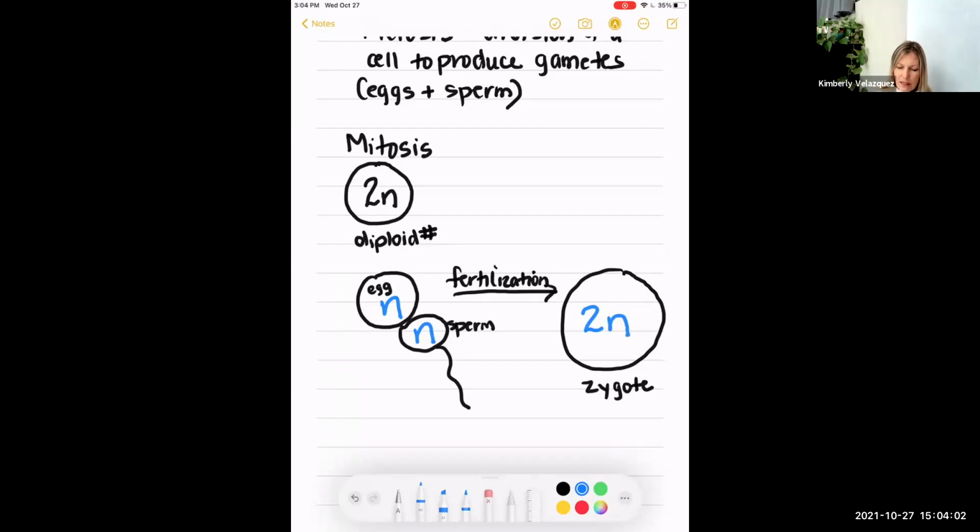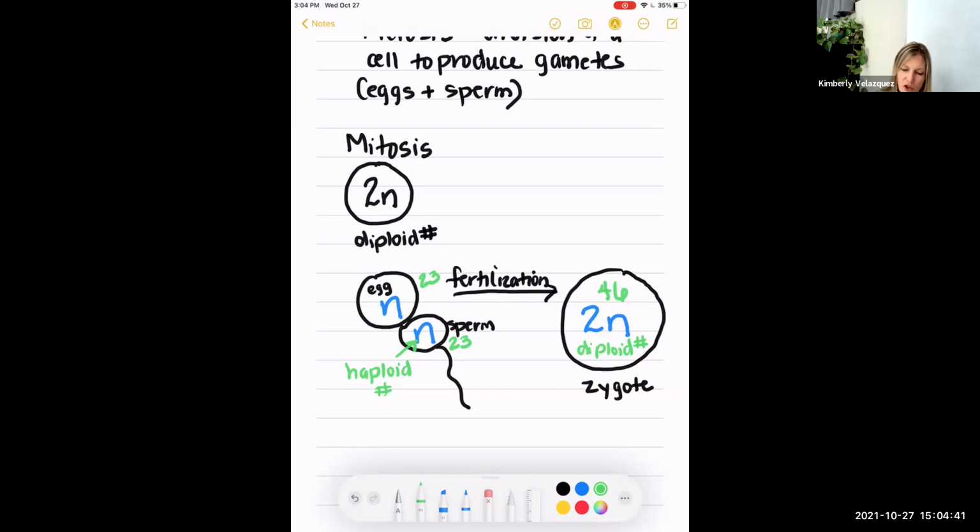I'll use humans as my example here. In humans, the egg has 23 chromosomes and the sperm has 23. And when those come together, they produce this cell that has 46. So we would say in humans, the diploid number of chromosomes, or the 2N number, is 46. Half of that is called the haploid number, which is the same as the N number. Half of that is 23.